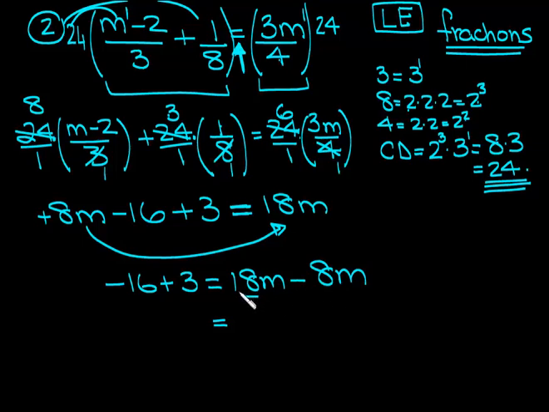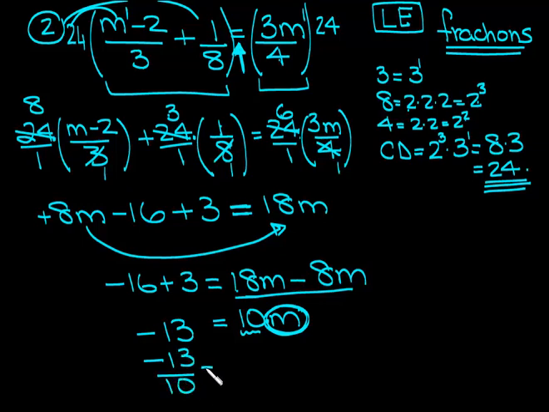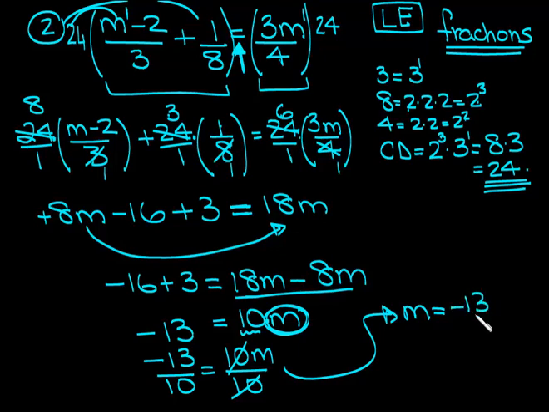I can add the coefficients. 18m minus 8m is 10m. And on the left I get minus 13. So now that we isolated all the variable terms on one side and combined them, now we want just the variable by itself. So I want to get rid of this 10, which is attached by multiplication. So I divide both sides by 10, do the opposite. The opposite of multiplication is division. So the 10's cancel on the left. So that tells me m is equal to minus 13 over 10.